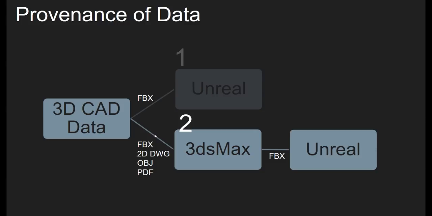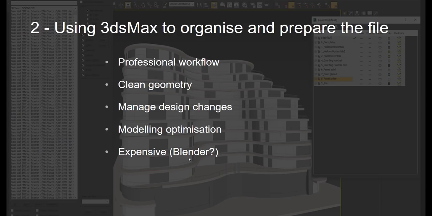Now, the second option is going to go through 3D Studio Max, and so obviously we can use FBX, but a lot of the time we also get DWGs that we have to model from, so then all the modeling will be done in Max. We've got OBJs, PDFs, and so on. So what's the advantage of going this way? It's the professional workflow. I have yet to meet any professional or agency or freelancer that doesn't go through Max.